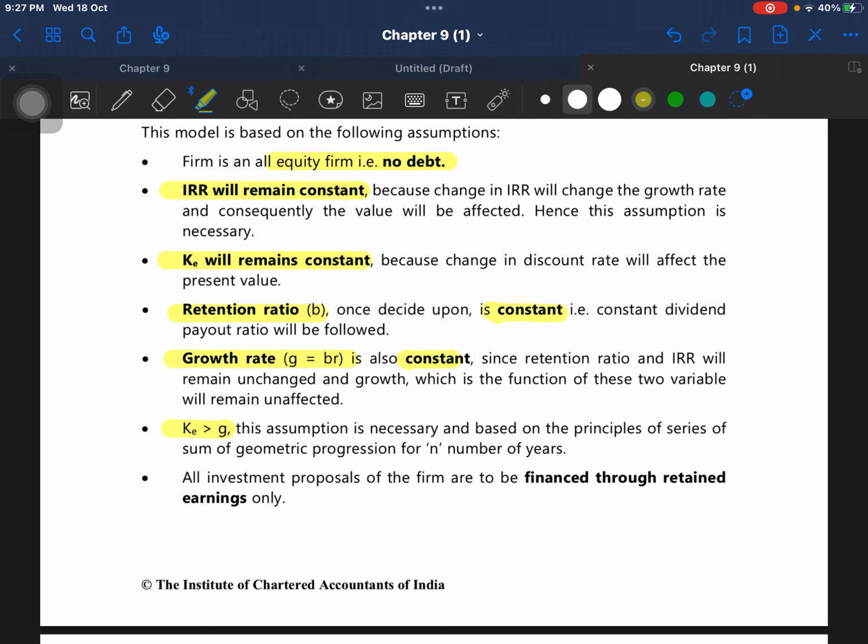KE should be greater than G, because if you see the formula, the denominator in this formula is KE minus G. If KE is greater than G, you will get a positive figure. But if it is reverse, it will end up in a negative figure, which will give you an absurd value. So for this model to apply, KE has to be greater than G, so that KE minus G will be a positive figure. And the last one, all investment proposals of the firm are to be financed through retained earnings only. Most of these assumptions are common with Walter's model, but of course there are a few separate assumptions, like KE should be greater than G.